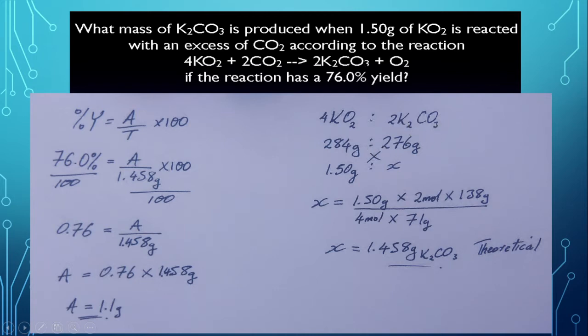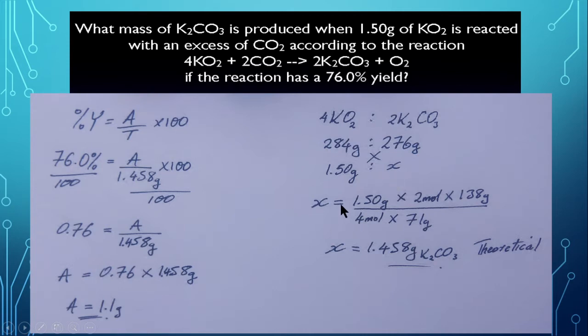So in this equation, by mass, check out my video on how to read a chemical equation. So by mass, 284 grams of potassium dioxide will react to give us 276 grams of potassium carbonate. Therefore, if this gives us this, then 1.5 should be able to give us x.